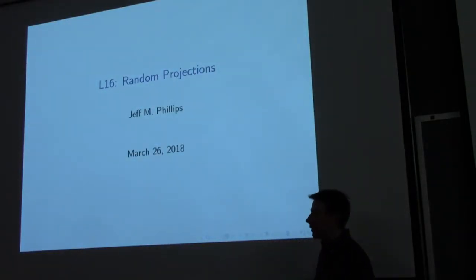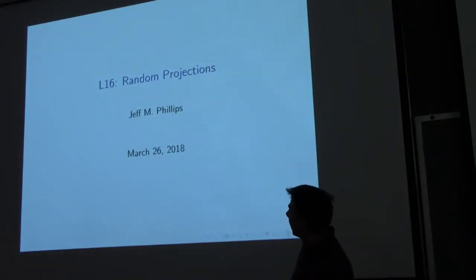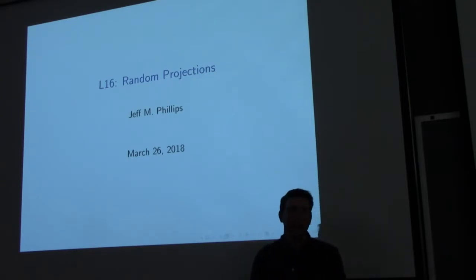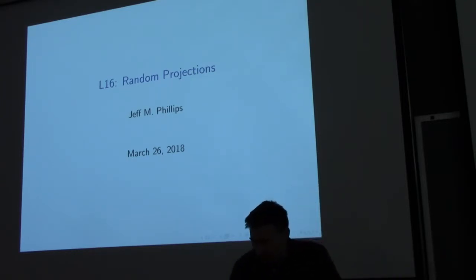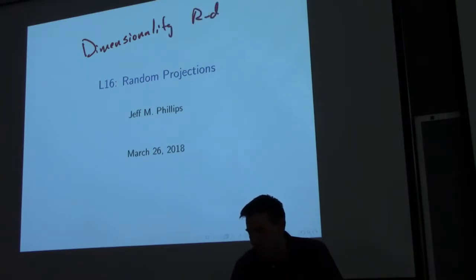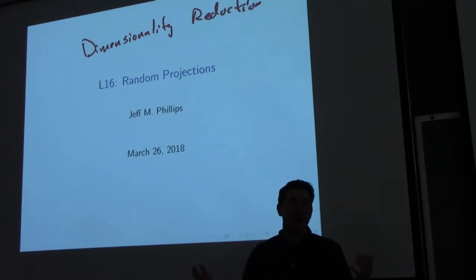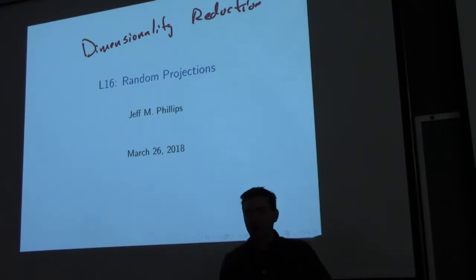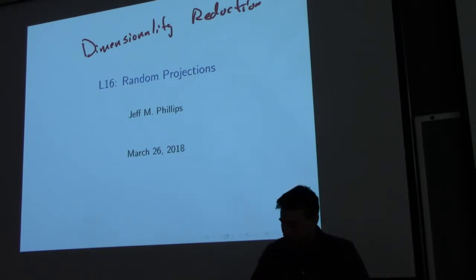Today we're going to have lecture 16, and this is going to be about this technique called random projections. This is another approach for dimensionality reduction. That's when you have some large data set with many attributes, and it has many dimensions for each item in the data set, and you somehow want to reduce this to a smaller number of pertinent attributes so you can work with them.